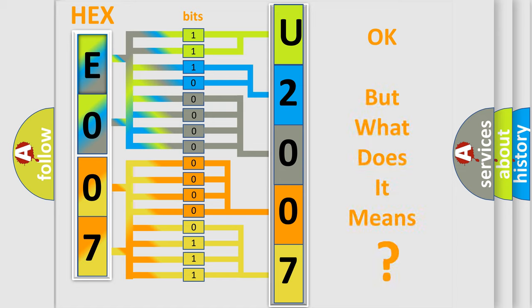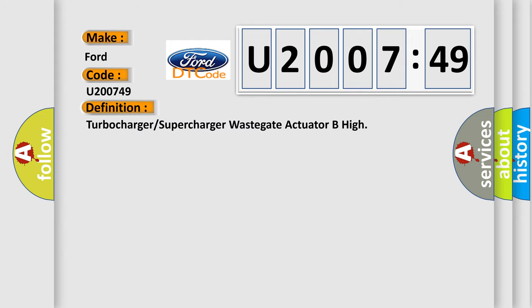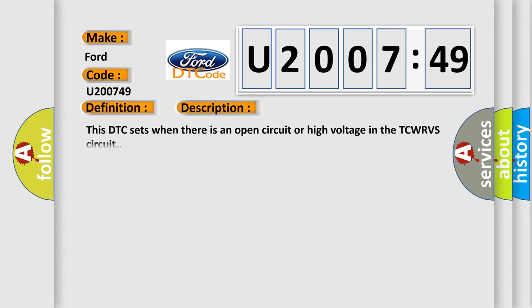The number itself does not make sense to us if we cannot assign information to what it actually expresses. So, what does the diagnostic trouble code U2007-49 specifically mean for Infiniti vehicles? The basic definition is turbocharger or supercharger wastegate actuator B high. And now this is a short description of this DTC code.